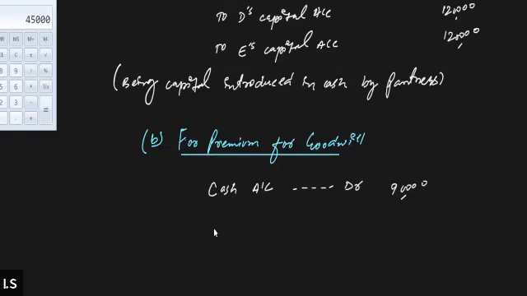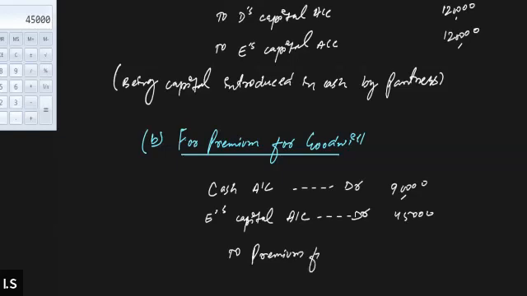Sir, E capital account debit. Correct. Perfect. E's capital account will be debited. We will charge E's premium for goodwill out of his capital account. So E's capital account will be debited. That means deduction will be made out of E's capital account by 45,000. And the entire amount will be charged to premium for goodwill account, 1,35,000.